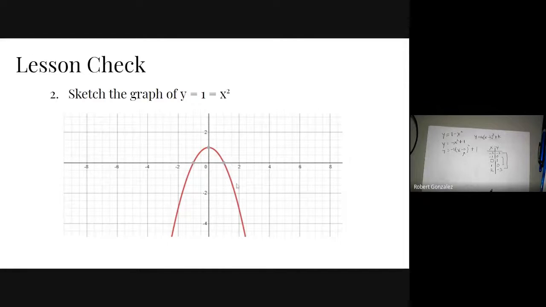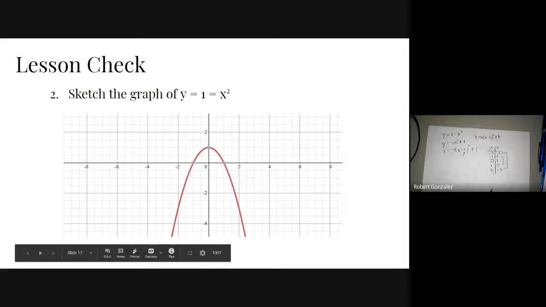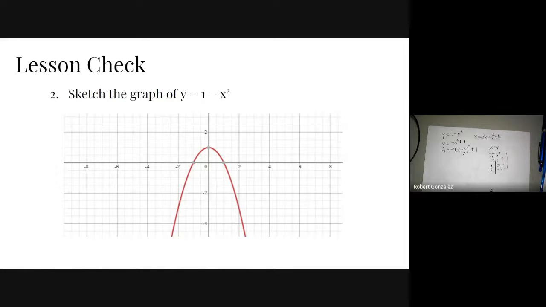And then you've got (2, -3) and (-2, -3). Any questions on plotting these using a table? Let's continue.